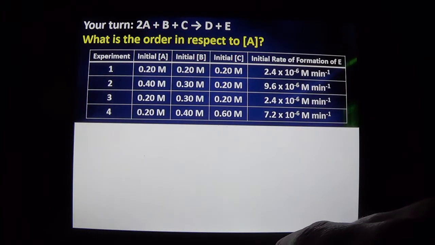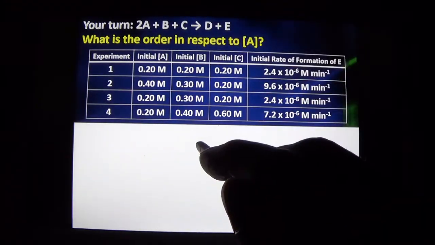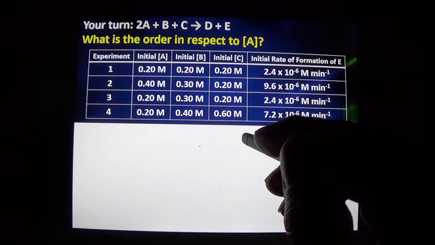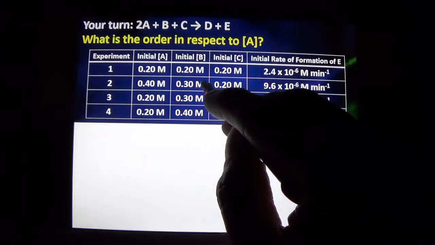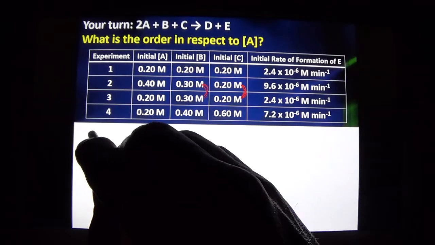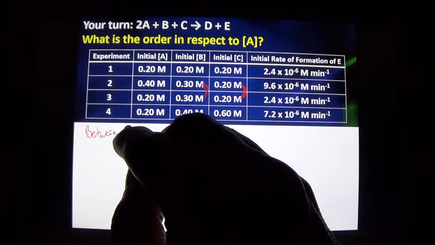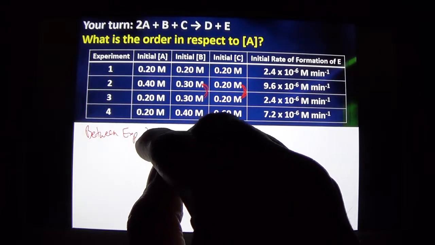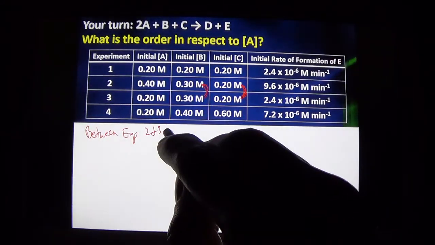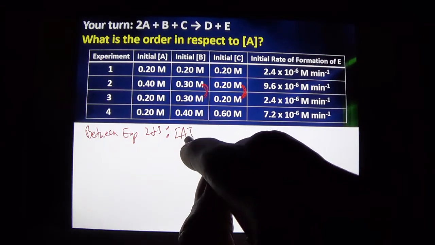Now that we know that, what's the order with respect to A? So I want A to change, and I want B to stay the same, and I want C to stay the same. So where does B stay the same? Where does C stay the same? Hey, that works well there. So I'm going to say between experiments 2 and 3, what happens? Concentration of A.